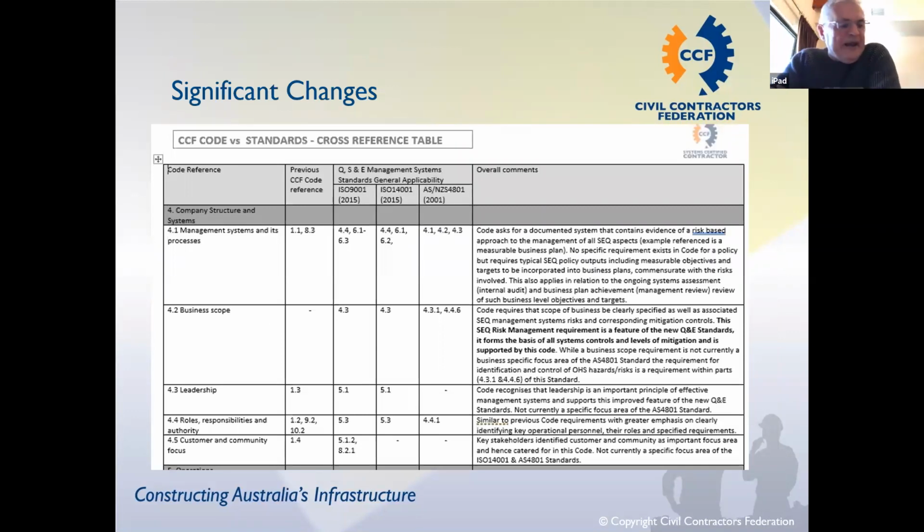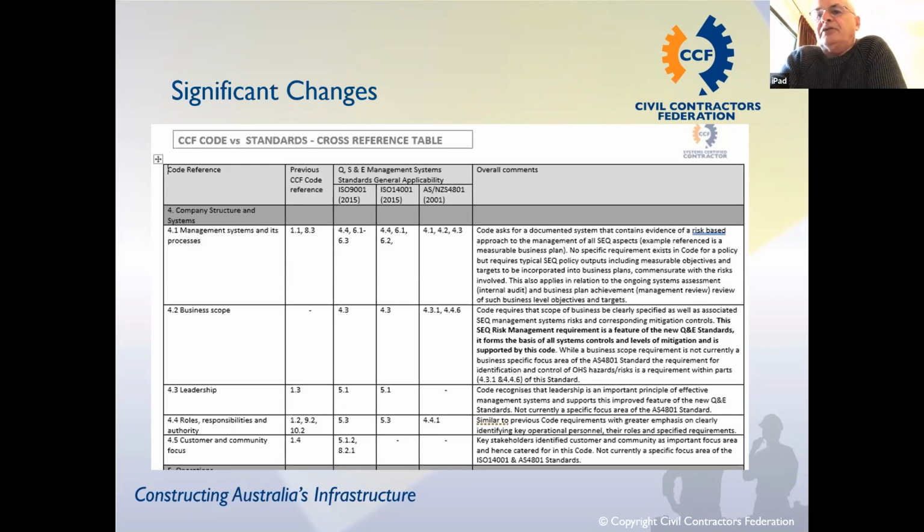You'll see at the back of that, what they call the CCF code versus the various standards as a cross-reference for your own information. I won't go into too much detail, just to say that the first column there, management system and its processes, is the new code. This is it. So under clause 4.1, where would you find it from the previous code? Version 9, you would have found it under clause 1.1 and 8.3. Those two talk about management systems and its processes.